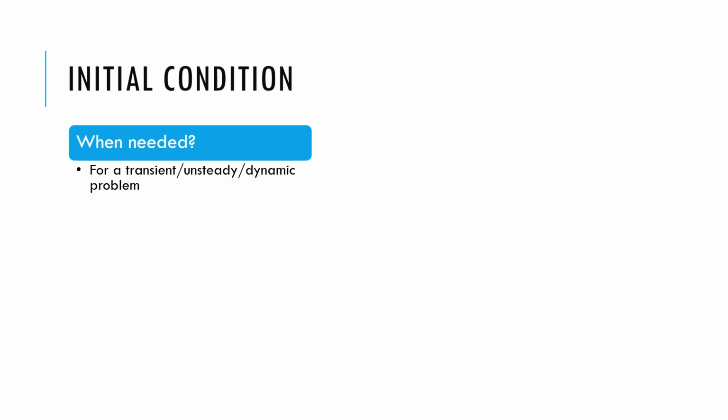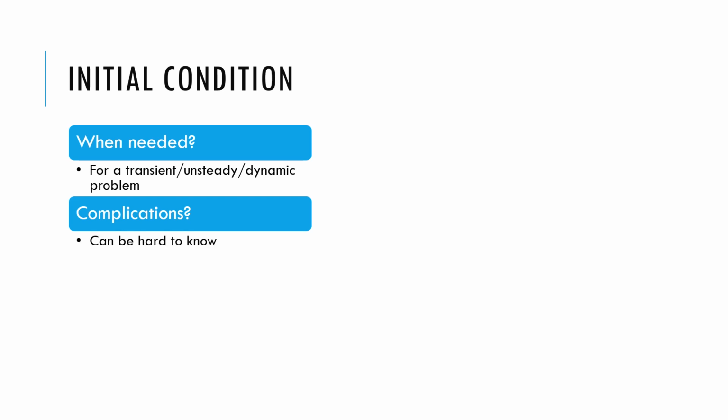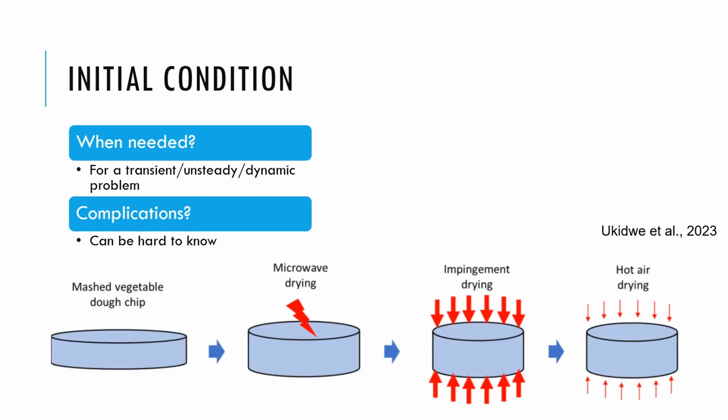It actually happens fairly routinely. Here's an example. Suppose I have a multi-stage drying process. It's a sequence of drying processes. So we first have microwave drying, and then impingement drying, and then hot air drying. This is from the work of Ukidwe.